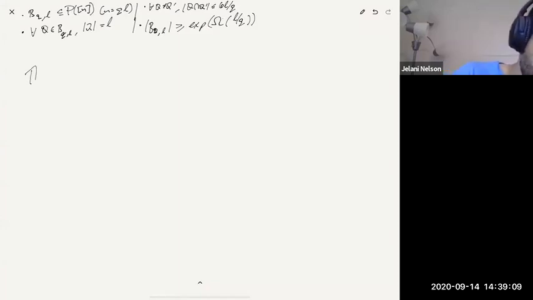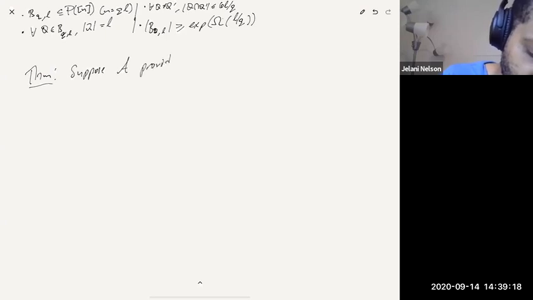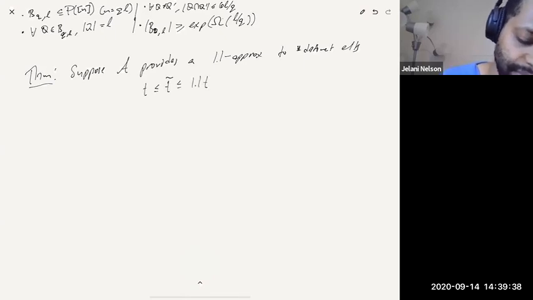So, theorem. Suppose algorithm A provides a 1.1 approximation to the number of distinct elements. More precisely, what I mean is it outputs a t tilde such that t tilde is at least t, and it's at most 1.1 times t. And it is deterministic using S bits of space. Then S is omega of n.